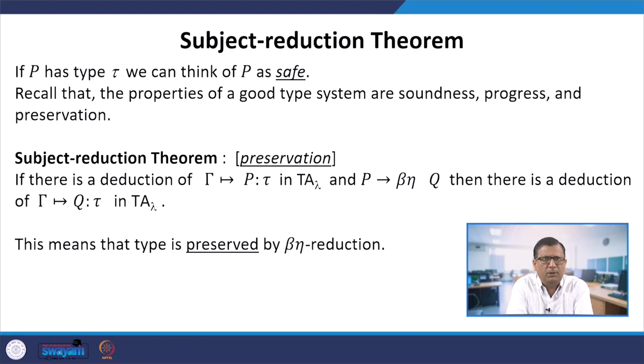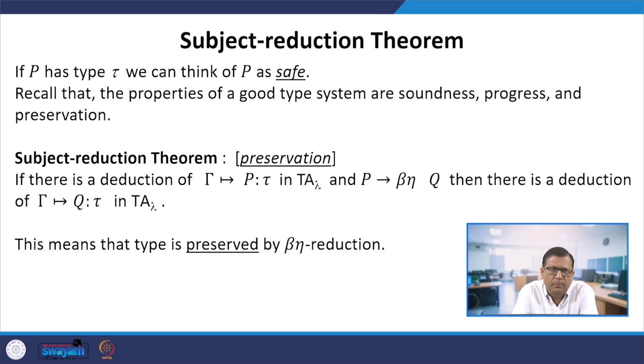Okay, now we consider the subject deduction theorem. If P has a type tau, we can think of P as safe. Recall that the properties of a good type system are soundness, progress, and preservation. This notion of preservation is formalized in the following theorem called the subject deduction theorem. It says that if there is a deduction of a term P that has type tau in the context gamma in TL lambda, and P beta eta reduces to Q, then there will also be a deduction of Q with type tau in the same context gamma.